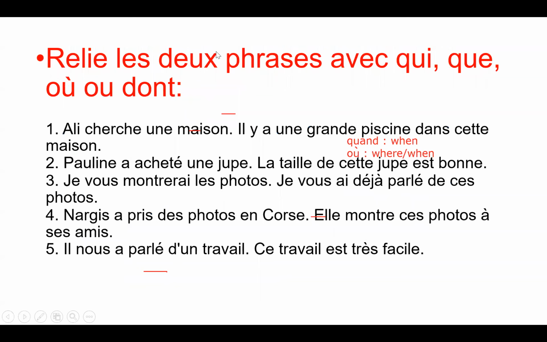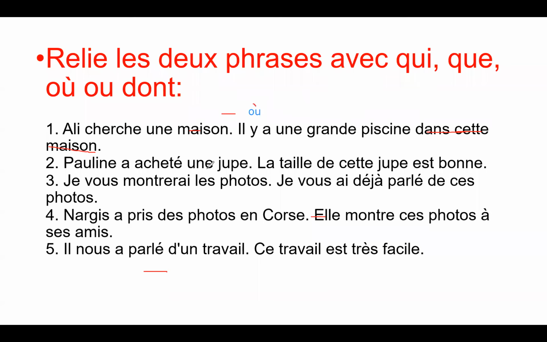We'll do the exercise. The first one is: relie les deux phrases avec qui, que, où, on, dont. Okay, so first one is Ali cherche une maison. Il y a une grande piscine dans cette maison. It's about the place. Now here we'll replace dans cette maison with où. The sentence will be Ali cherche une maison où il y a une grande piscine. Okay, so we'll make one sentence.